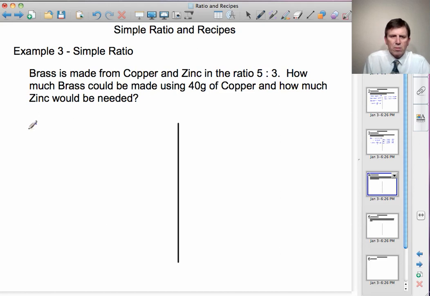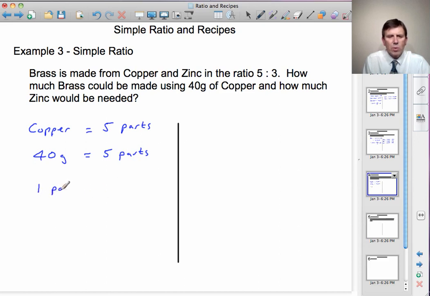So copper is 5 parts. And we're told that we've got 40 grams of copper. So 40 grams is equal to 5 parts of the total. So to find 1 part, we simply divide the 40 grams by 5.